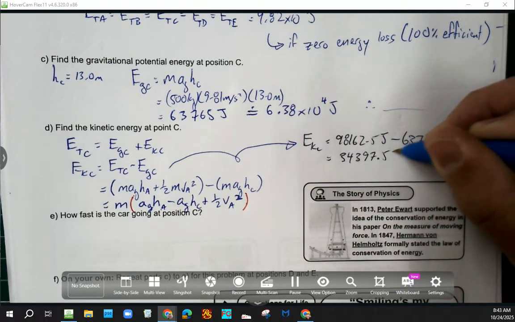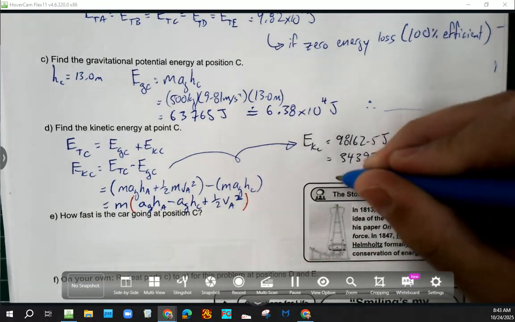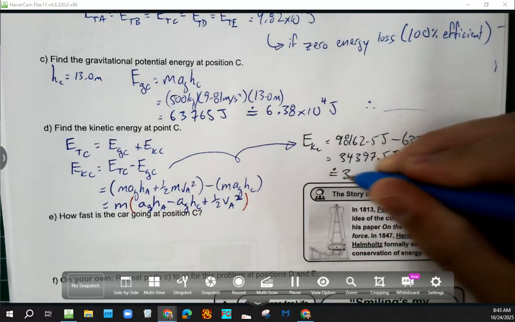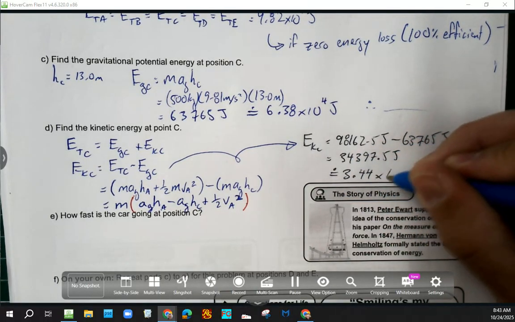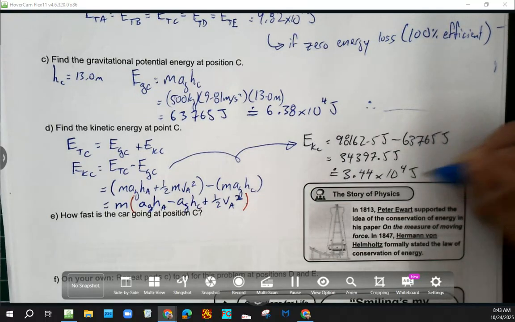34,397.5. I'm sorry, I'm just being silly. All right, 3 sig figs, 3.44 times 10 to the power of 4 joules. Great, therefore, done.